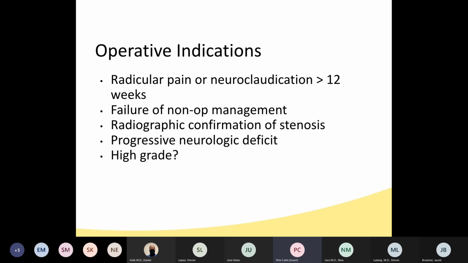But if patients have radicular pain or neurologic symptoms greater than 12 weeks, failure of non-operative management of those symptoms, confirmation of stenosis in association with those symptoms on MRI or CT or advanced imaging, or progressive neurologic deficits that are getting worse, those can all be indications for surgery. And additionally, you could argue in some cases that if there's a very high-grade slip, that may be an indication on its own.